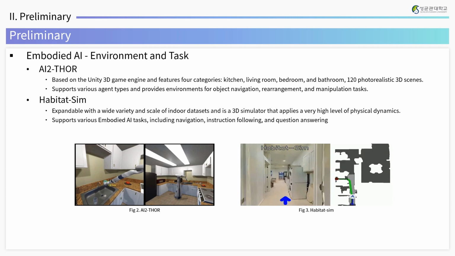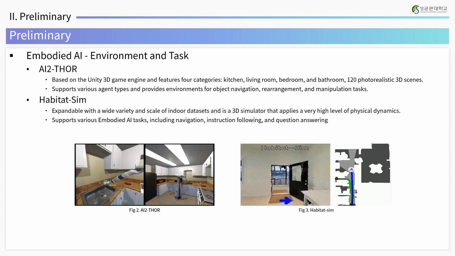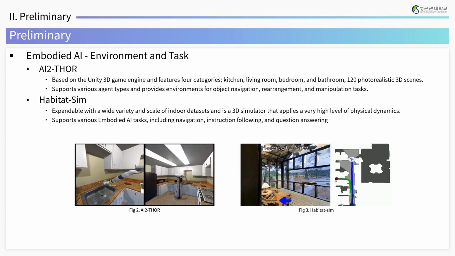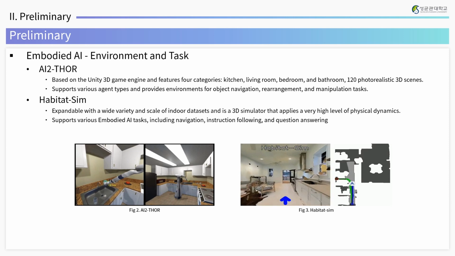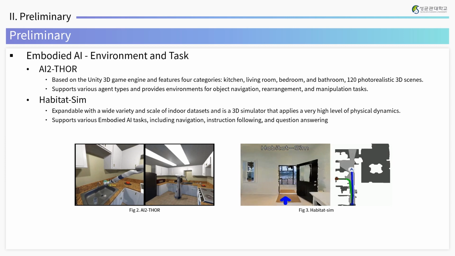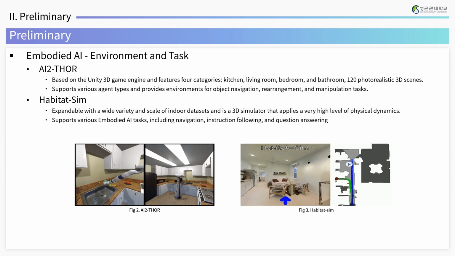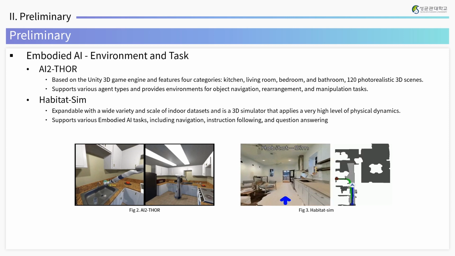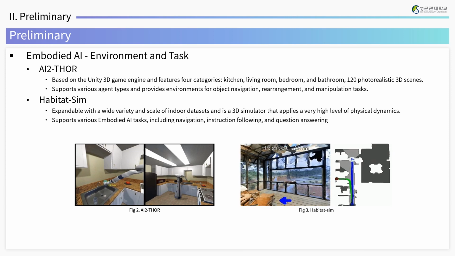The simulator Habitat is expandable with a wide variety and scale of indoor datasets, and it is a 3D simulator that applies a very high level of physical dynamics. It offers various embodied AI tasks, including navigation, instruction following, and question answering.